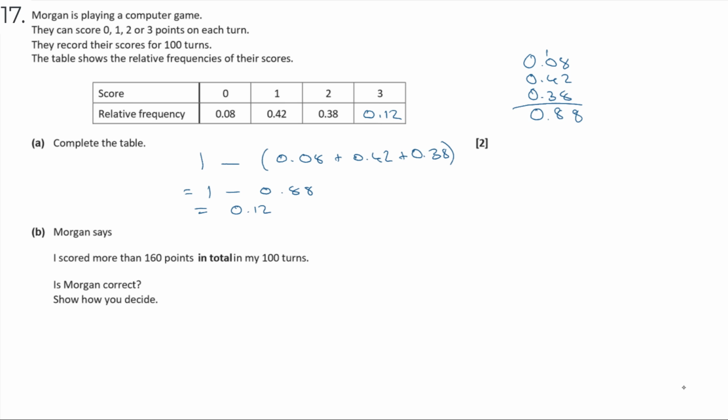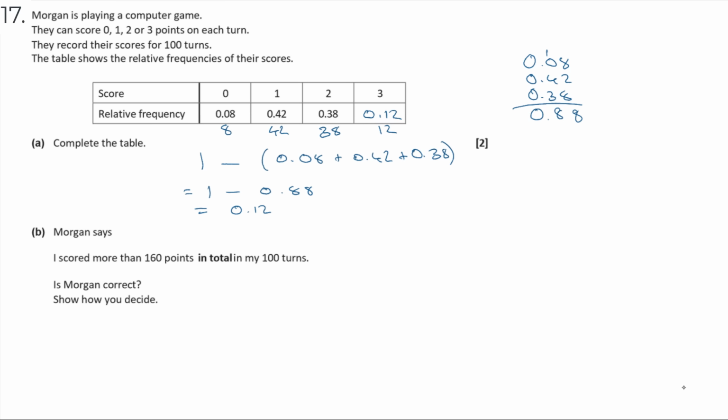Okay. Now part B says, Morgan says, I scored more than 160 points in total in my 100 turns. Is Morgan correct? Show how you decide. If he played 100 turns and those were the relative frequencies, then if I multiply each one of those by 100, I'll get the number of times he got those scores. So 0.08 times 100 is 8, 0.42 times 100 is 42, that's going to be 38, and that's going to be 12. So that's the number of times he got each one of those scores in 100 turns.